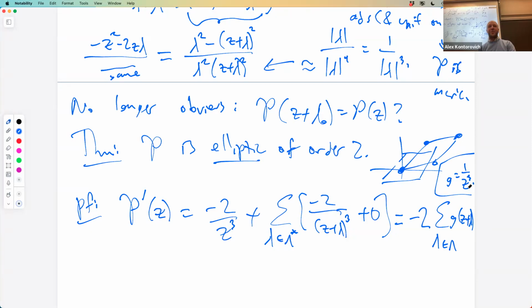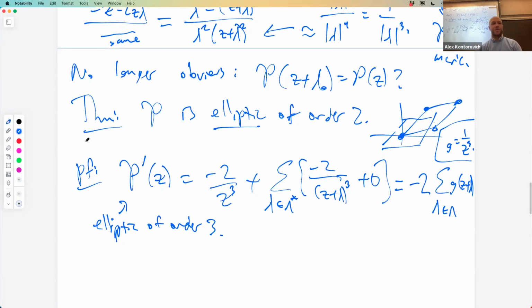You see that? If you set G to be 1 over z cubed, one of our rational functions with denominator having degree 3 more than numerator, then when you sum G of z plus lambda, you get 1 over z plus lambda cubed, summed over all the lattice points, the 0th lattice point and all the others having exactly the same behavior. And then there's a constant factor of -2 in front. So this is elliptic of order 3. Right? Does that make sense?